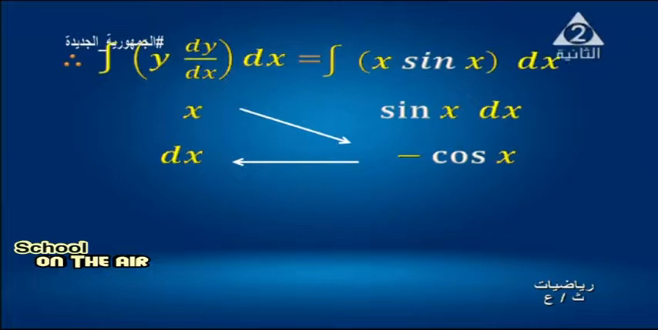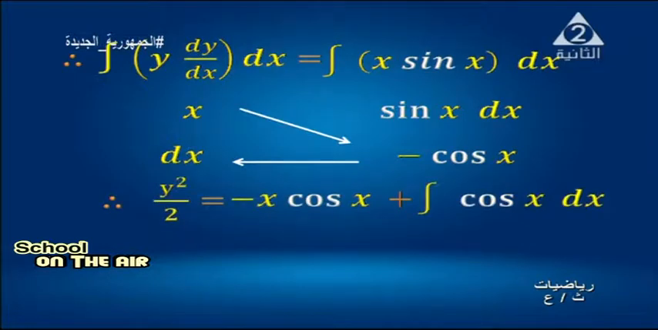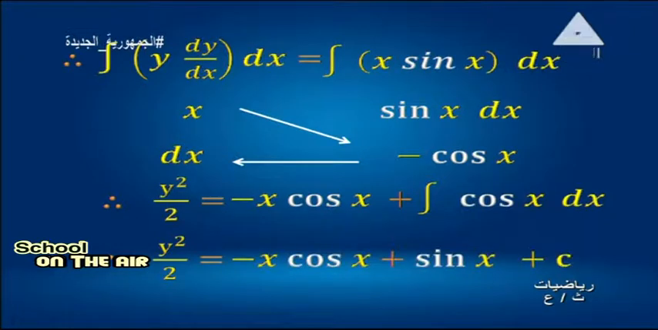So y power 2 over 2 equals negative x cosine x minus integration negative cosine x, which is positive integration cosine x dx. Integration cosine x dx equals sine x plus constant c. Then y power 2 over 2 equals negative x cosine x plus sine x plus the constant c.